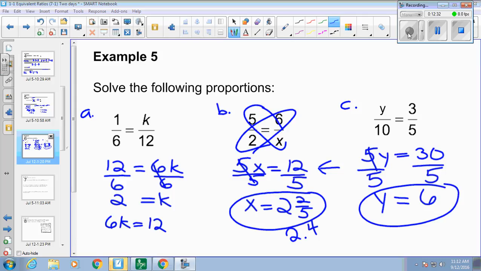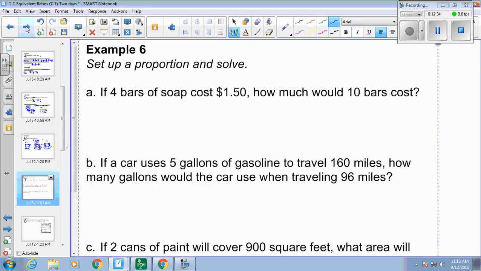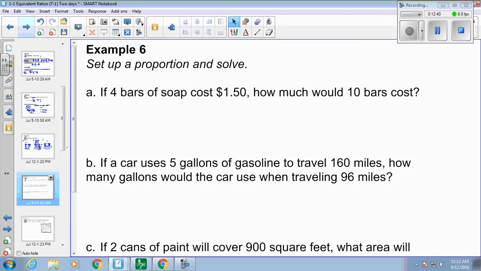Right, now on question number 6, we're actually going to be setting up the proportions on our own first, and then solving them. So we're adding an extra step on. So I'm going to show you how I would like it set up with A. I first read the problem, and it says, if 4 bars of soap cost $1.50, how much would 10 bars cost? So I would do cost to bars. That's in words what I'm comparing to each other.